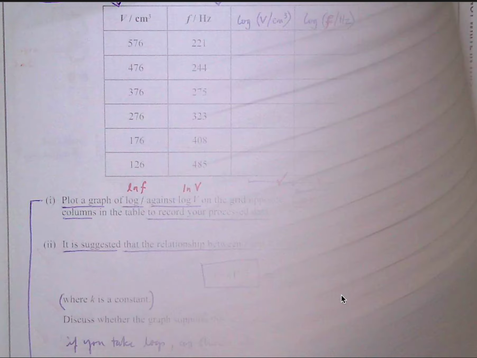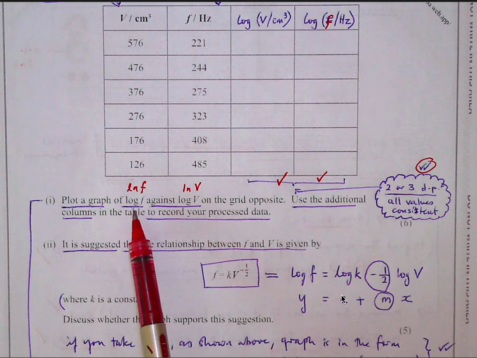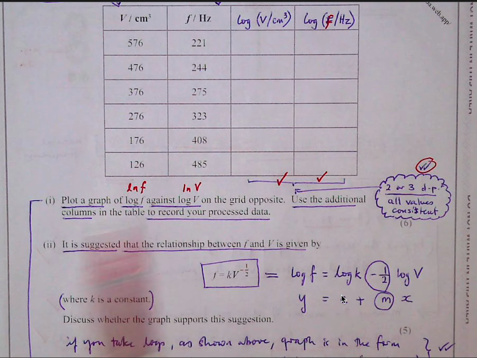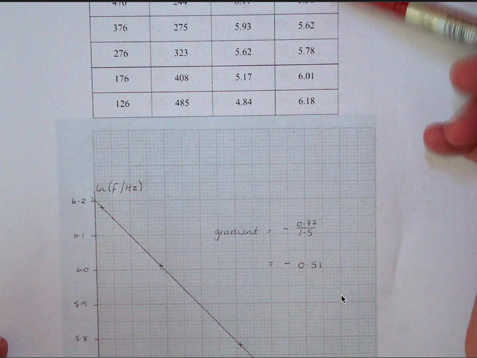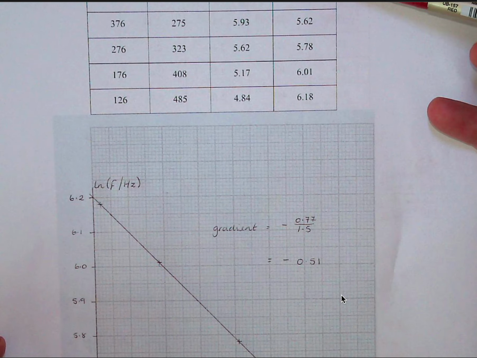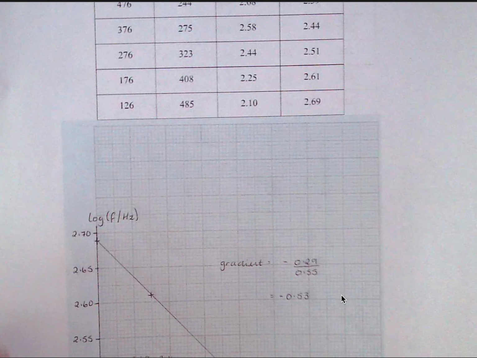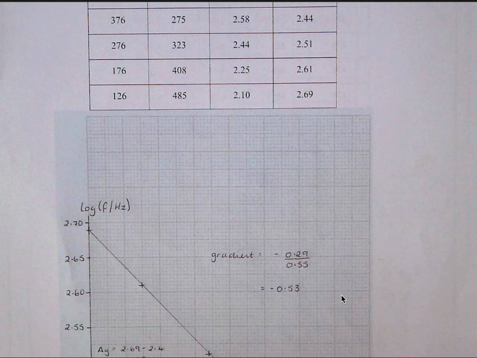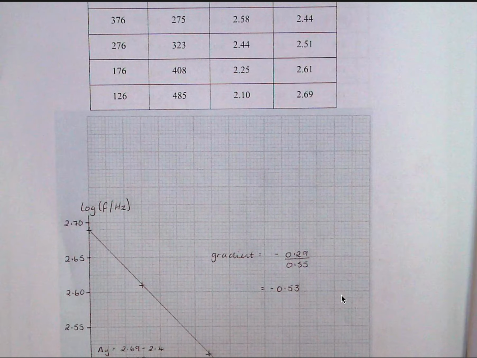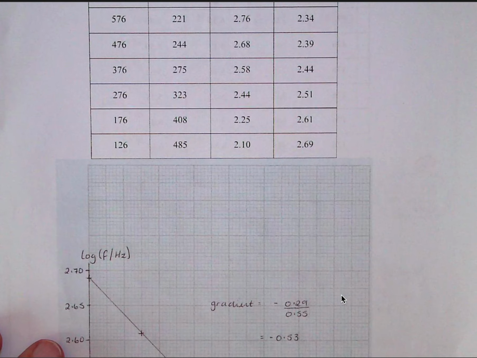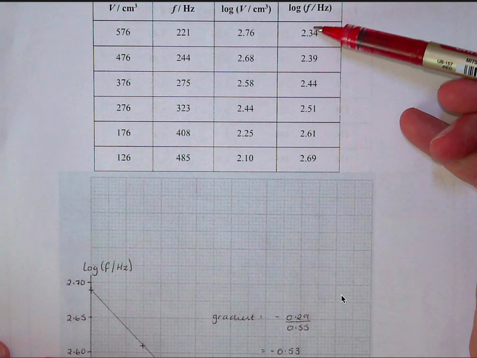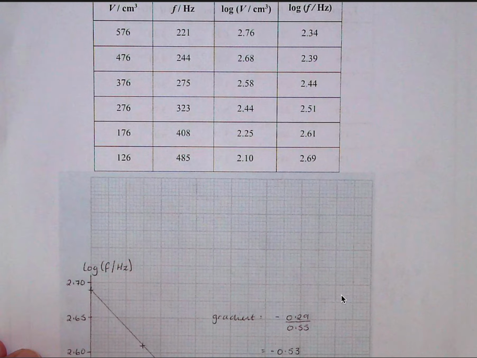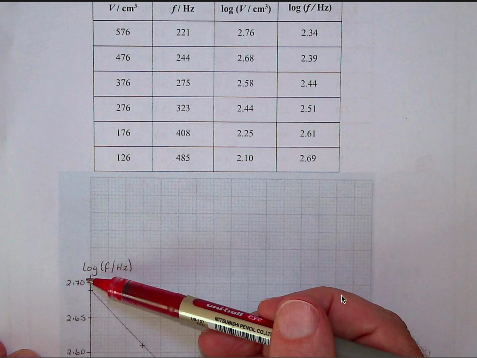So that's log f, so I'm looking at the wrong column. So this log f he's put on the y-axis. Now if you remember, it says plot log f against log v. That means the first one goes on the y-axis. That's my mistake. So log f goes on the y-axis. Sorry, I'm looking at the wrong side. That's the natural log. The log f, which will be on the y-axis, goes from 2.34 to 2.69. So he's gone from 2.30 to 2.70.